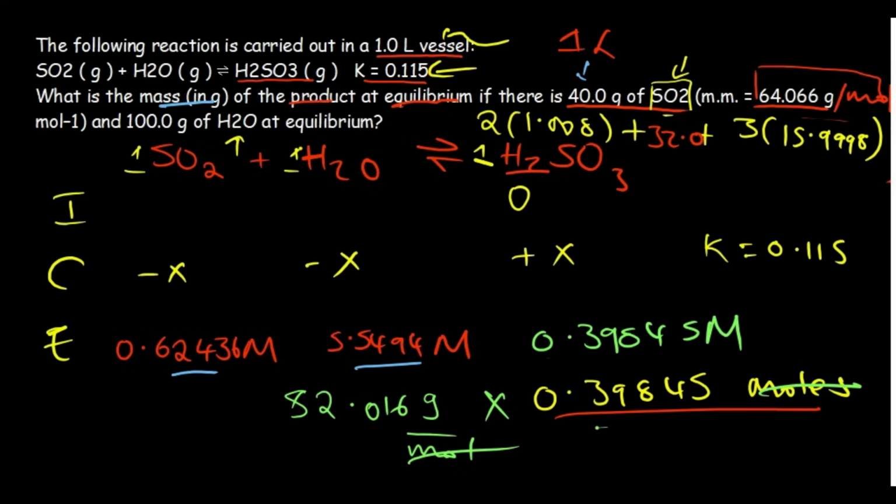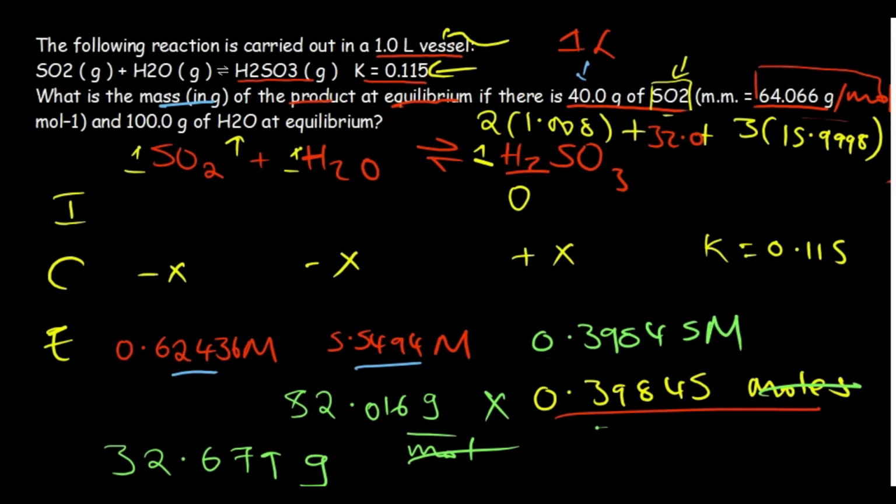Now that value multiplied by the 82.016 multiplied by 0.39845. So the value that I'm getting is approximately 32.679 grams. Hopefully my calculations are okay there. So yeah.